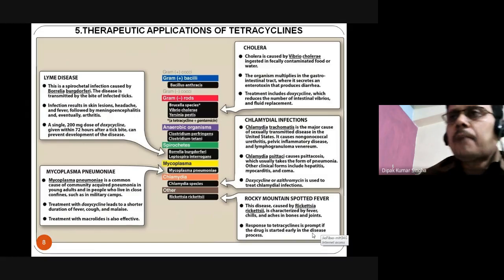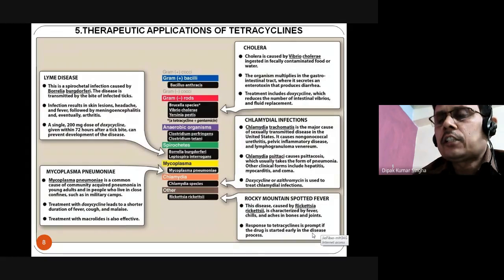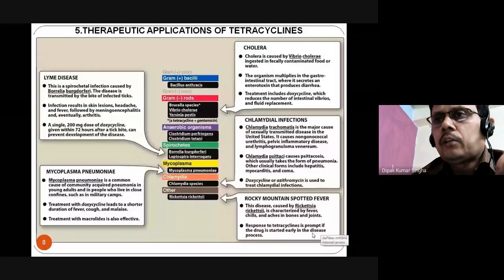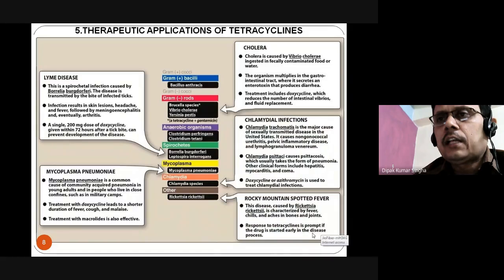The therapeutic application of tetracycline. Once upon a time, tetracycline was the most important and useful drug, used for different types of disease, like gram-positive bacilli, gram-negative rods, and anaerobic organisms such as Clostridium perfringens and Clostridium tetani, and spirochetes like Borrelia burgdorferi and Leptospira interrogans, and Mycoplasma and Chlamydia and others.